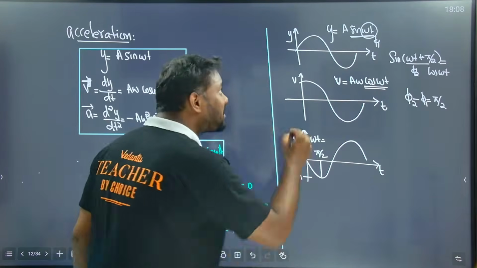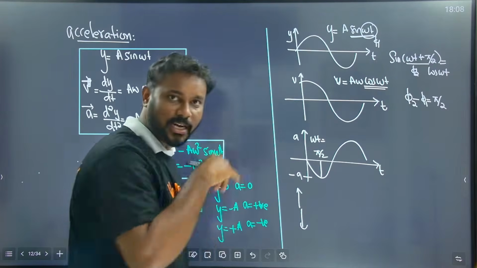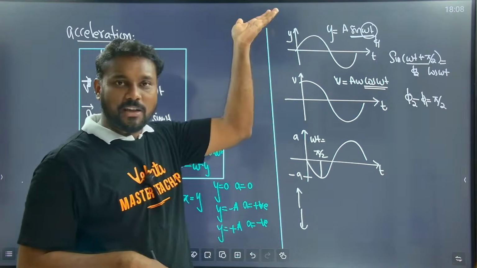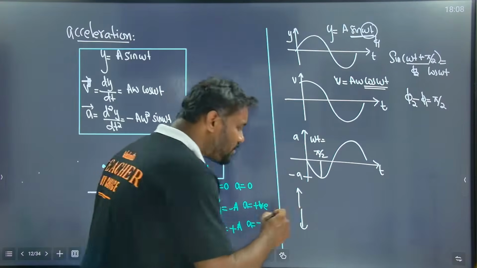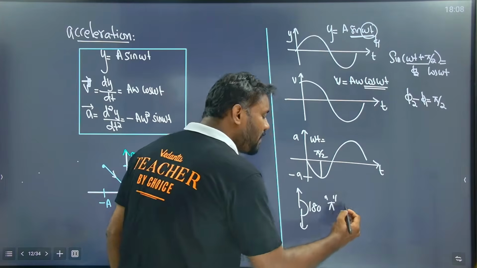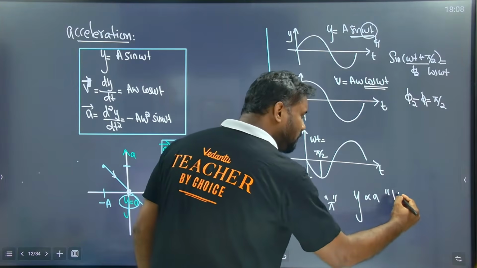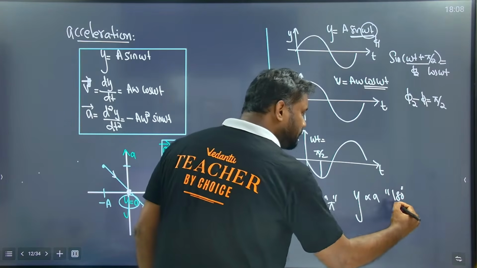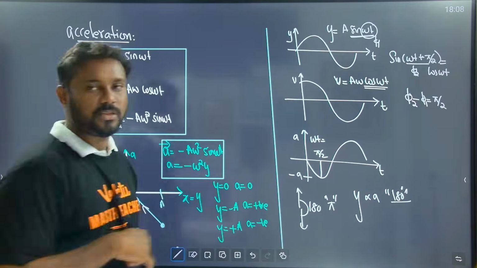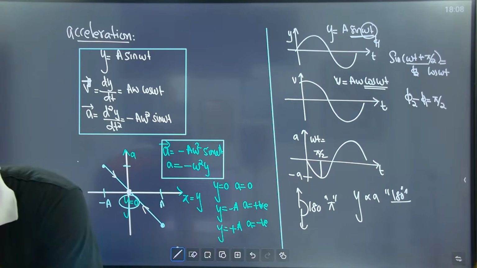So it will start in the upward direction, but the acceleration starts in the downward direction. The displacement is in the upward direction, the acceleration in the downward direction. What is the phase difference? 180 degrees is the phase difference between y and a, right? We can also say pi phase difference. Is it clear? Everyone understood up to here, right? Clear?